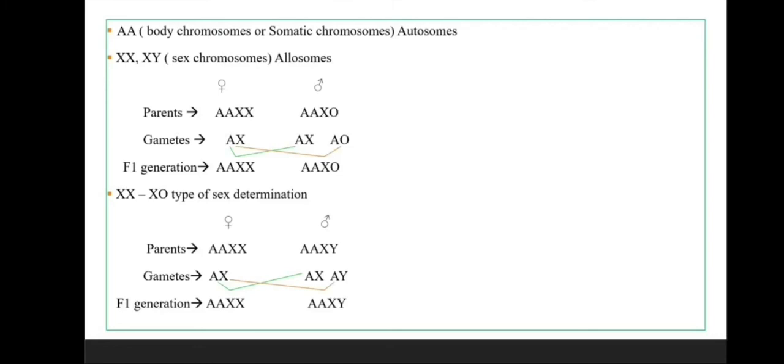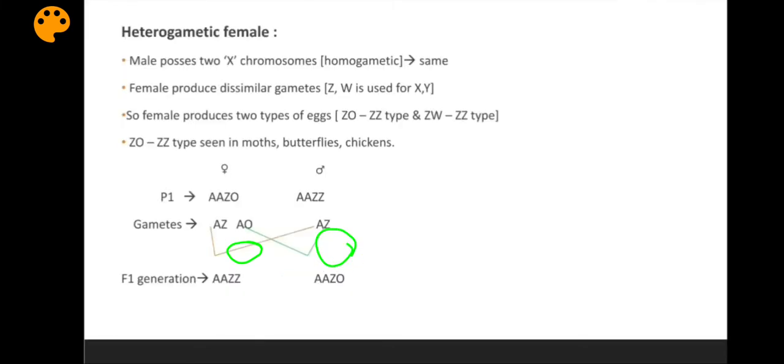In this type of sex determination, 2X chromosomes are present in the female. In the male, 1X and 1Y chromosome are there. In the heterogametic female type, the male possesses 2X chromosomes and the female has dissimilar gametes. W is mostly used instead of X and Y. The female produces two types of eggs: ZO, ZZ type, and ZW, ZZ type.